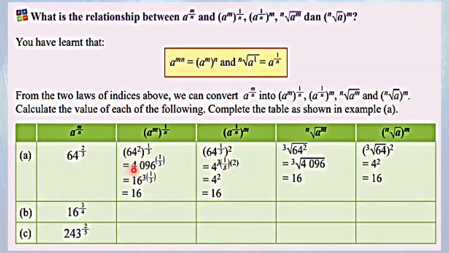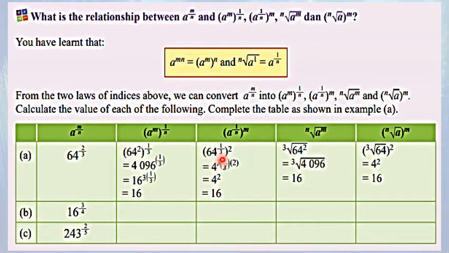64 squared is 4096, and 4096 to the power of 1 over 3. I have taught you in the previous lesson how to use the calculator. You can straight away get 16. And then you convert into this form, a to the power of 1 over n, bracket, m. The base is still the same, 64, over 1 over 3, so over 3 here, and then bracket power 2. You get the power 2 from here.